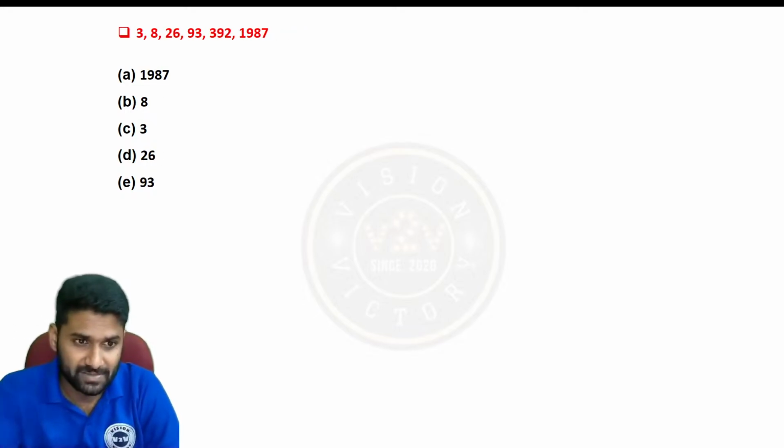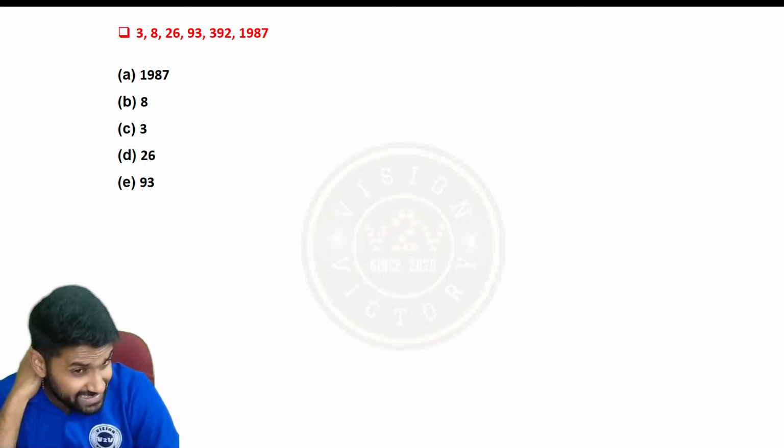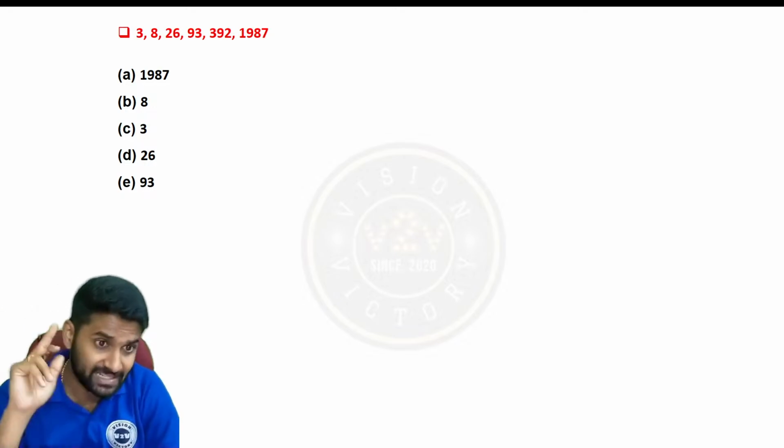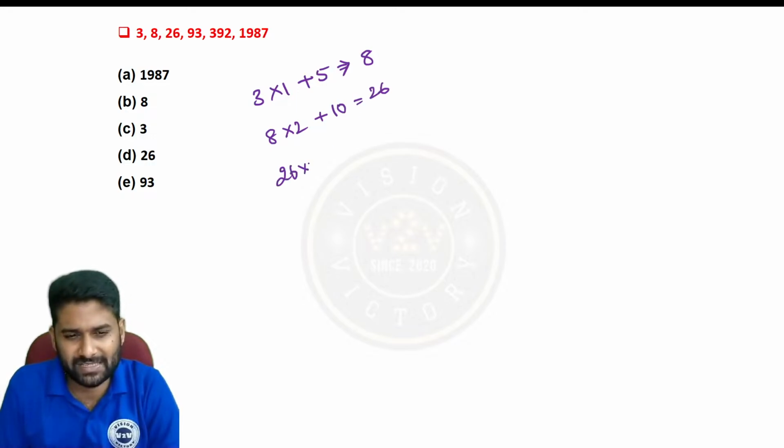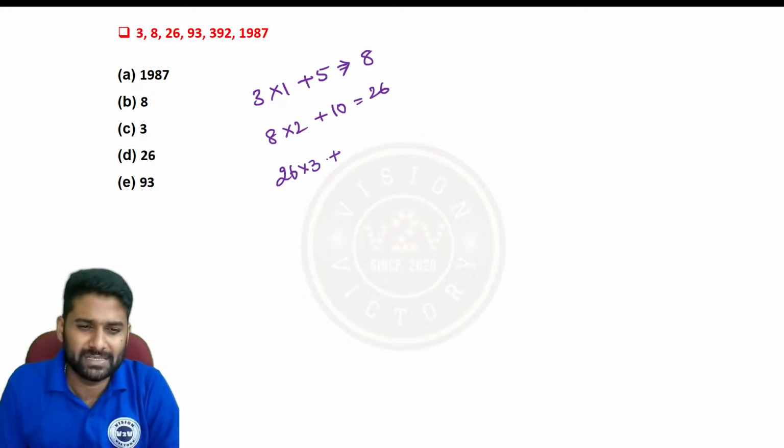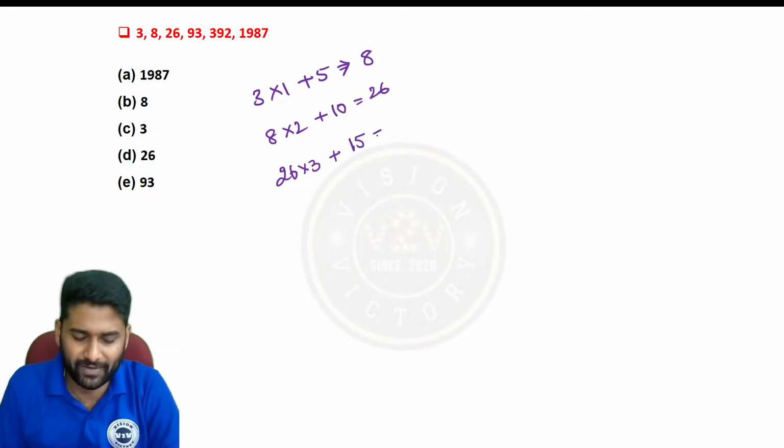Again, see these numbers: 3, 8, 26, 93, 392, 1987. They suddenly increase. If 3 becomes 8, the possibility here is 3 multiplied by 1 plus 5 is equal to 8. Now 8 twos are 16, and 16 plus 10 is equal to 26. 26 threes are 78. According to this pattern, you should add 15 units. So 78 plus 15 is 93. 93 is also a correct answer.